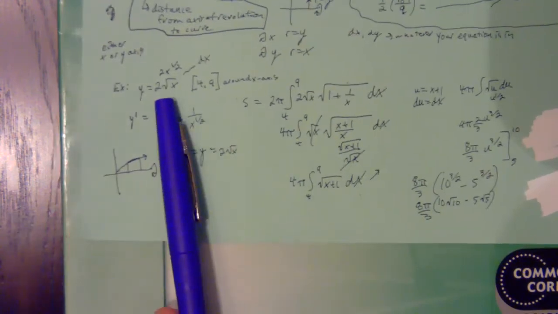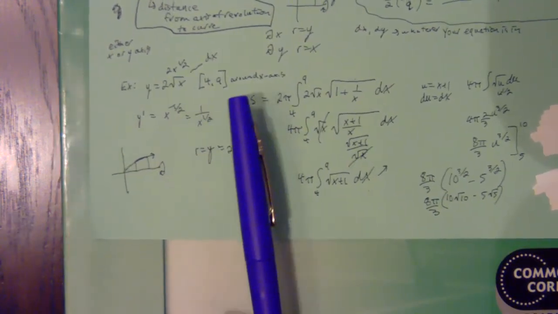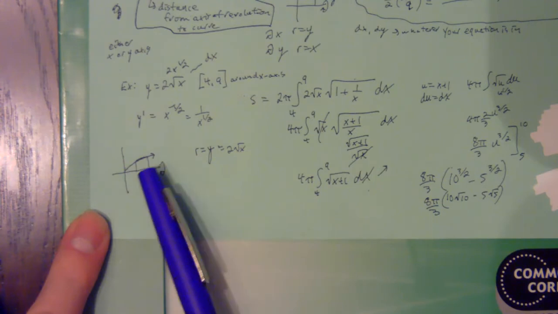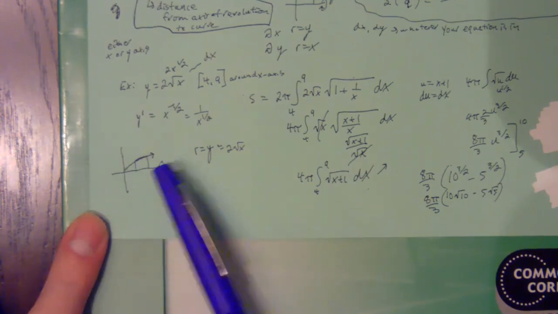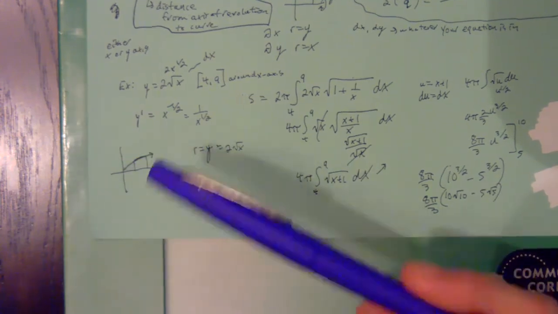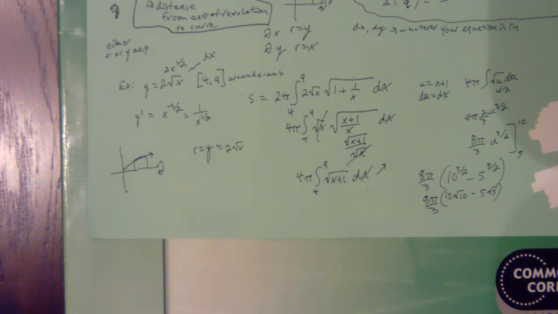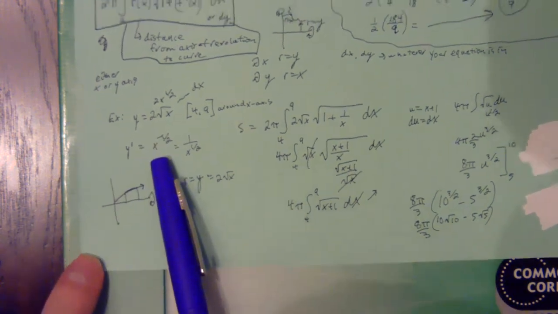So we got this equation from 4 to 9 about the x-axis. You don't have to graph these, but if you did graph it, you got a square root graph from 4 to 9, and we're going to revolve it about the x-axis, creating this lampshade type of deal, and then we're going to find the surface area of that shape there. Not a volume, we're going to do the surface area. So take the derivative, and here's where we got to talk about the r.